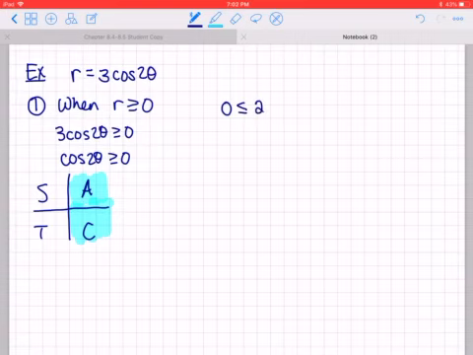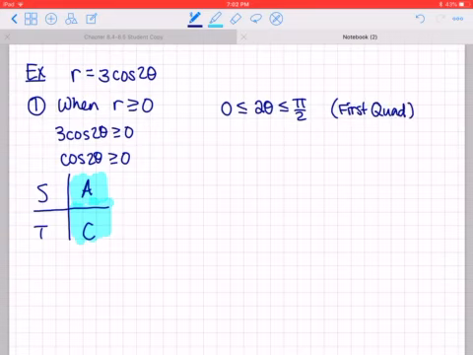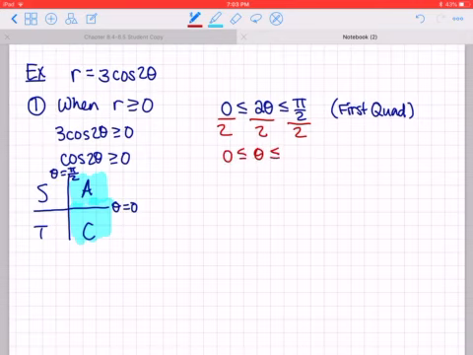All right. So this is like what the first quadrant is, right? The first quadrant is between 0 and pi over 2. And now our angle is 2 theta. So let's get theta by itself. We're going to divide everything by 2. Left side's easy. This one's just theta. And then this becomes pi over 4. So this is our new first quadrant.